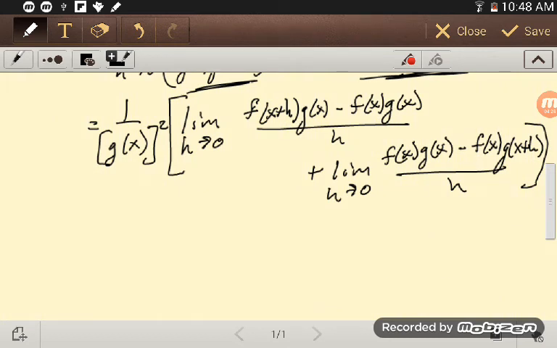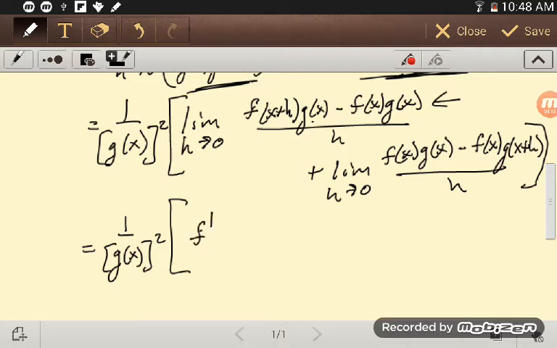Okay, so that's equal to 1 over g of x squared times, now, here again in the top, we factor out that g of x, and we're just left with the derivative. Okay, so we have our f prime of x times g of x, so that's that term.